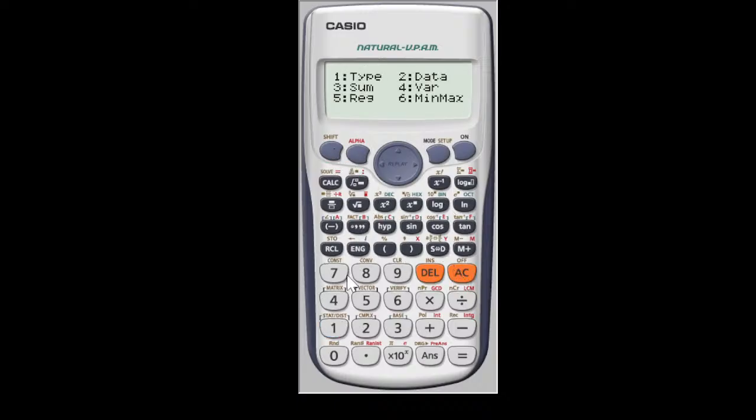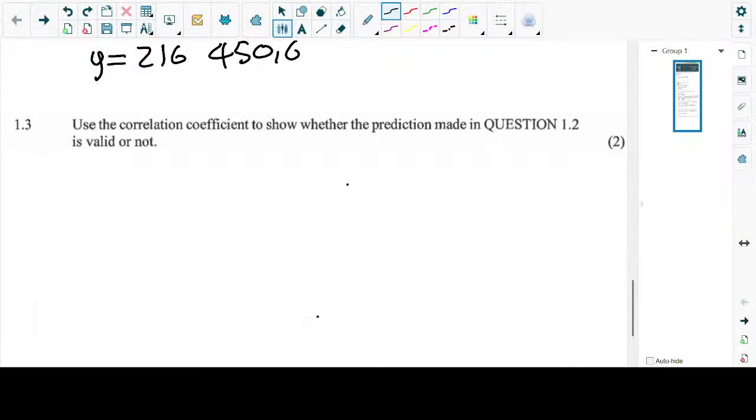Okay, we have shift 1, and then we're going to go to reg, R, which is equivalent to negative 0.95. Remember on the regression song that we had yesterday? It says, remember, negative doesn't mean weak. It only gives us the direction. You remember that one? Yeah.